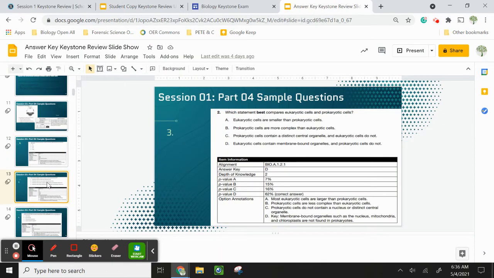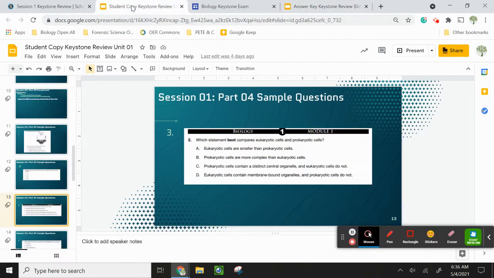If we take a look at the answer, you'll see that the most correct answer is that eukaryotic cells contain membrane-bound organelles. All right, so looking at why the other choices were wrong, one, we know eukaryotic cells are bigger than prokaryotes. We know prokaryotic cells are less complicated than eukaryotic cells. We know that prokaryotic cells do not contain distinct central organelles. So these were all backwards, and then D was the only correct answer.